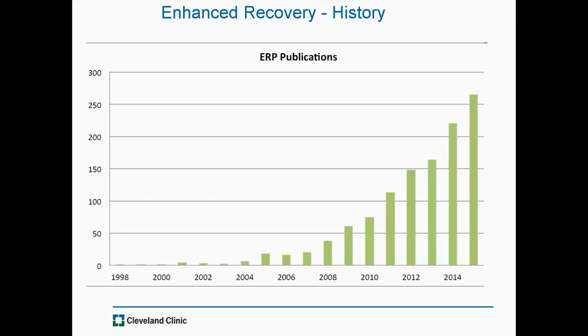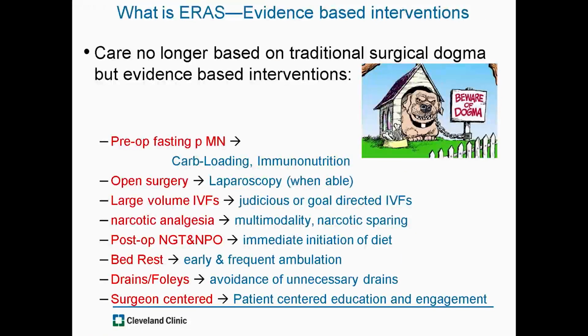So enhanced recovery has been around for a long time. However, recently the number of publications on this topic has gone up in an incremental and rapid fashion, and it's a very hot topic of research, and there have been many improvements and fine-tuning of enhanced recovery pathways since its inception. So what exactly are the interventions that are part of an enhanced recovery pathway?